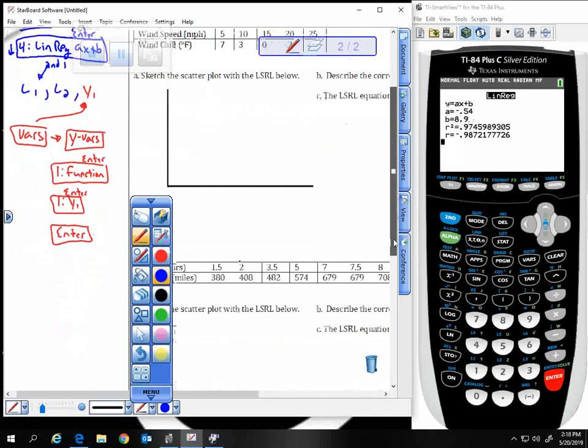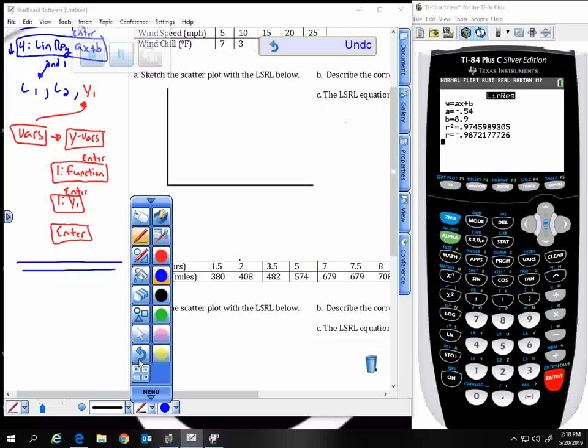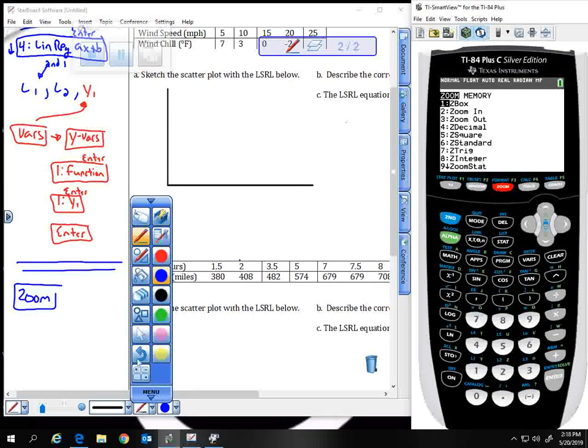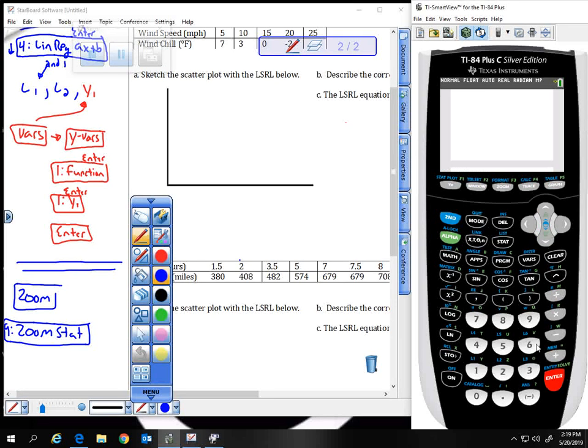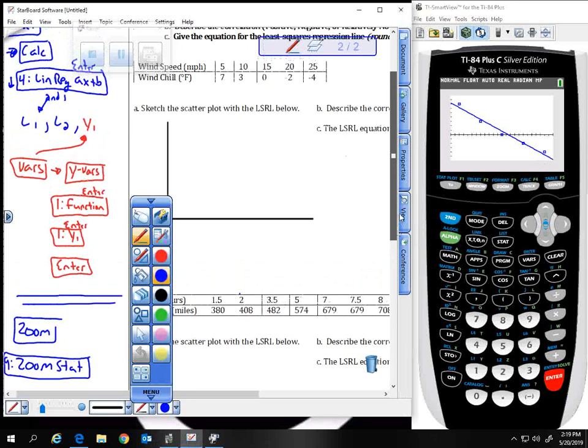After you have done that, we're going to want to graph it. In order to graph it, we're going to hit the zoom button, and then we're going to go down to number 9. Now you could just touch 9, that would be fine, but we're going down to zoom stat and hit enter, or you touch the 9. You'll notice the dots were already on there, the graph was already on there, and then a line of best fit is also drawn on there, our LSRL.